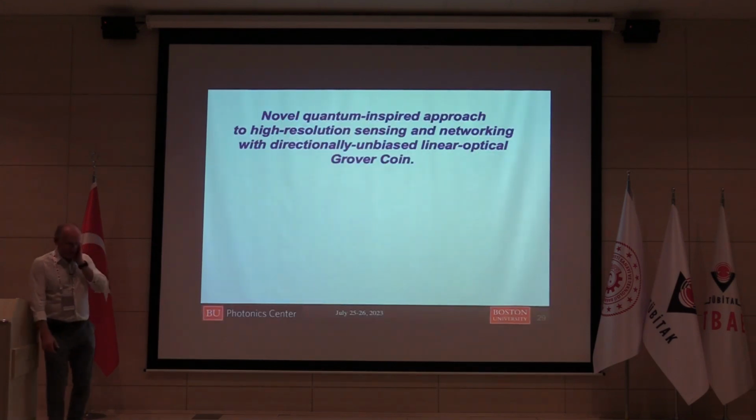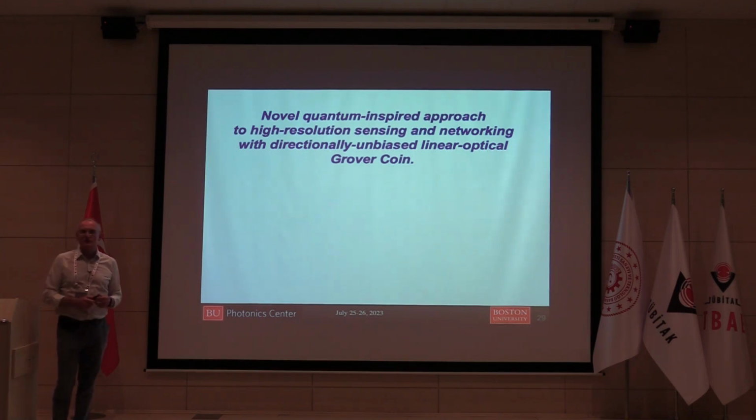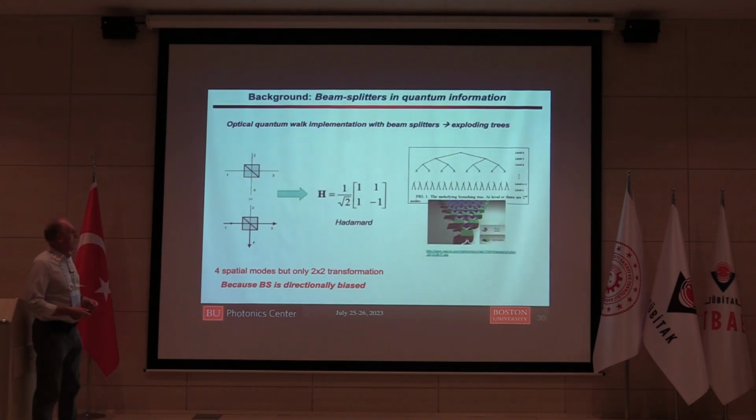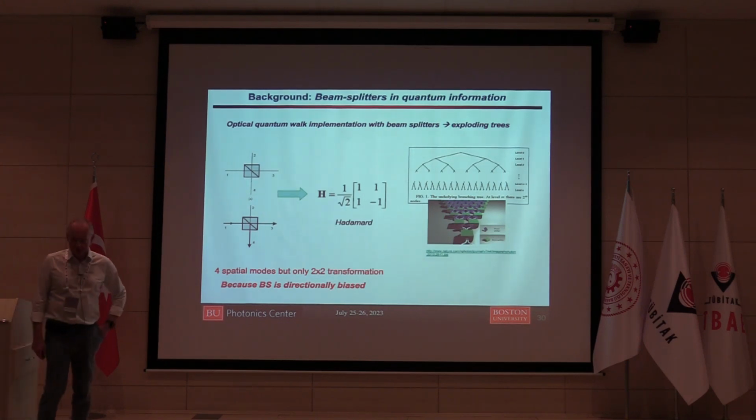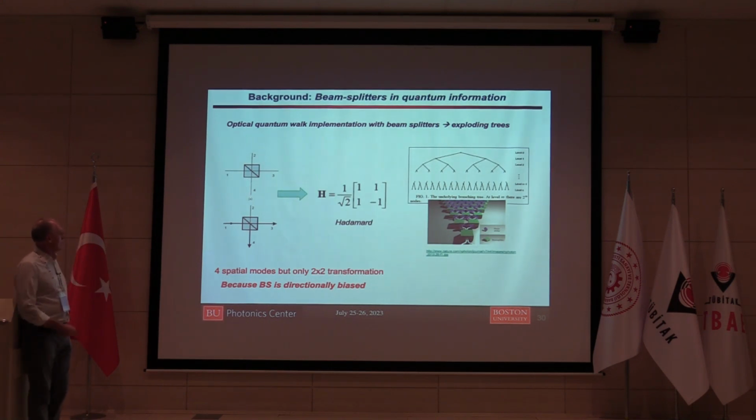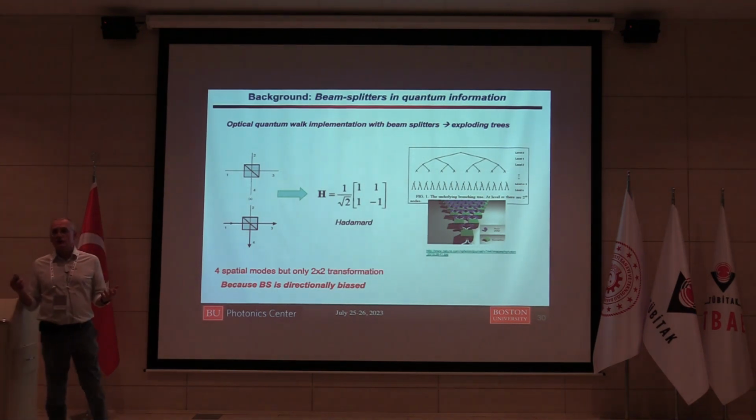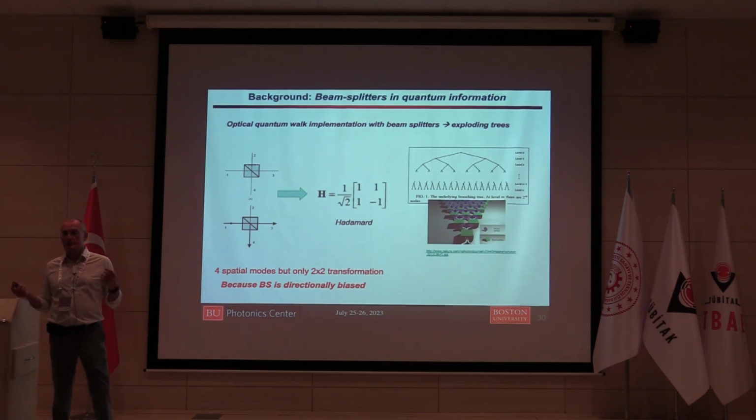With this, I'd like to switch a little bit to show you something different. We have already appreciated the role of beam splitters on many, many occasions, because it is one of the central elements of quantum optics everywhere. So what is a beam splitter? As you can see, two in, and one, two, three, four ports. In principle, from scattering theory, it's a four-mode device. But the transformation is only 2x2. So there is a mismatch between the potential capacity and the execution.